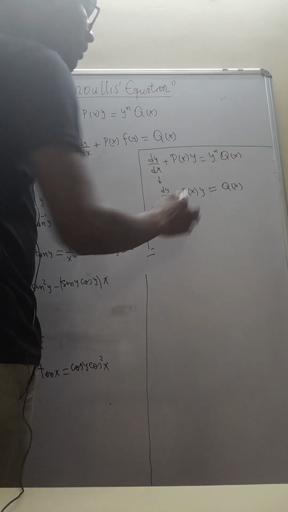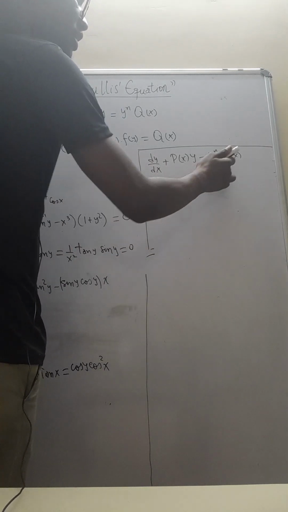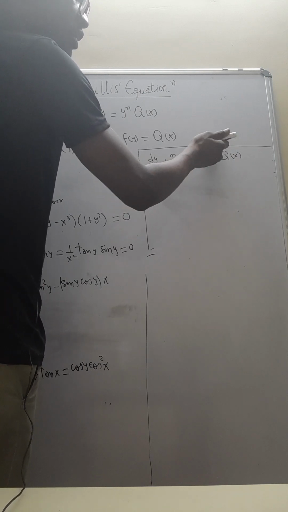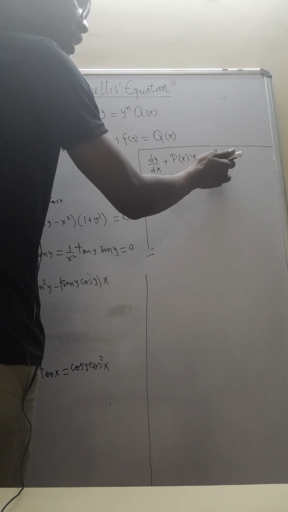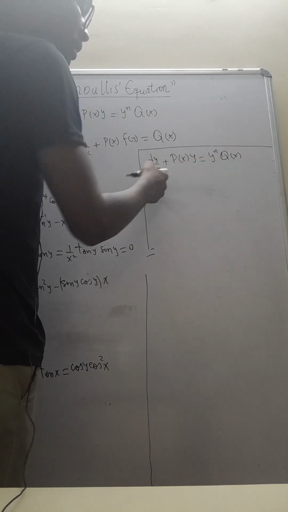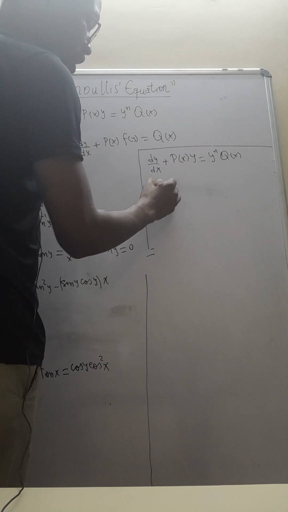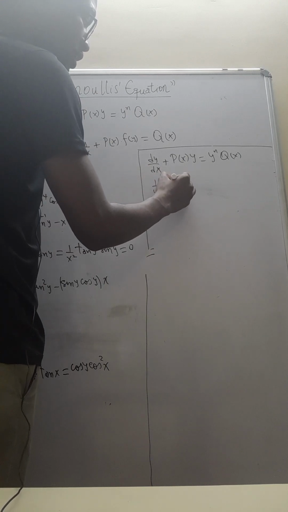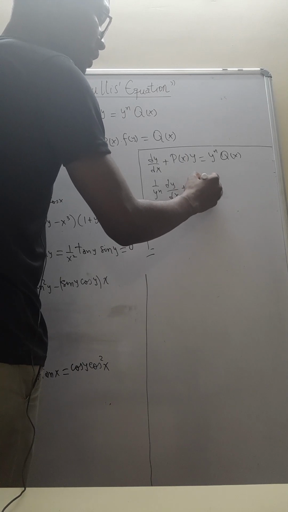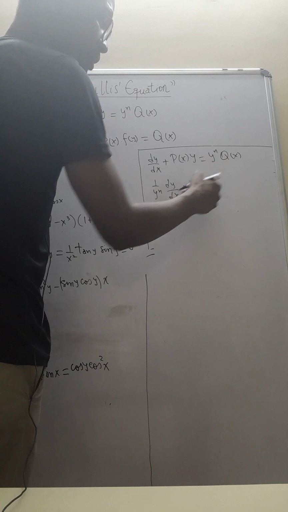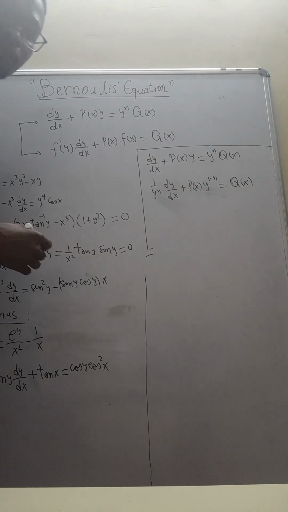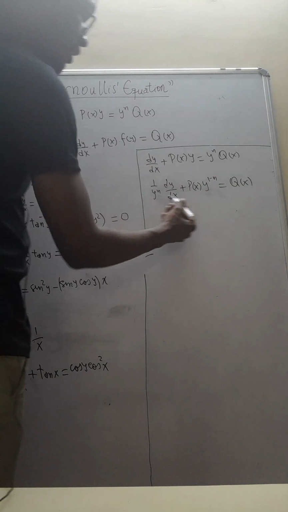So what's the first step here? The first step is to divide by y raised to n, taking it out of here. Here n is greater than 1. So divide it all by y raised to n. If you divide it all by y raised to n, what are you going to have? 1 upon y raised to n, dy dx, plus here p of x, then here you get y raised to 1 minus n, equal to q of x.